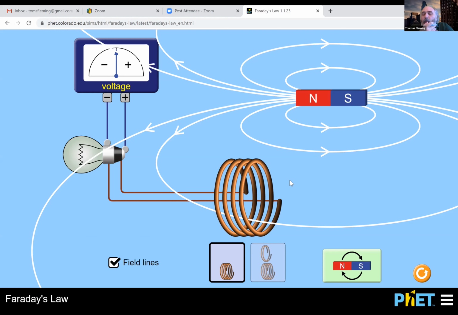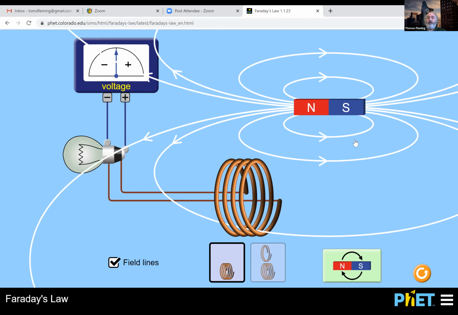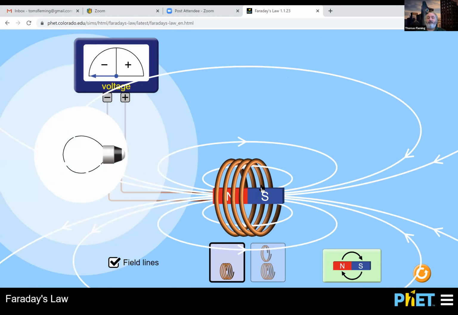So, what does that mean for us? Well, it means that I can generate voltages the same way a battery would, and all I've got to do is take a magnetic field and have it change over time.